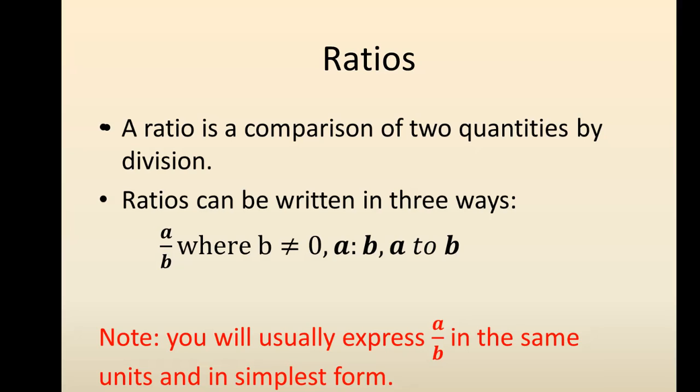Now one thing you want to make a note of is that typically we're going to express these ratios as a fraction. And we're going to do it in the same units and in simplest form, which means we're only going to compare apples to apples, not apples to oranges. So if you have two numbers in different units, in order to simplify them, you first have to get them into the same unit. So let's take a look at our first example.